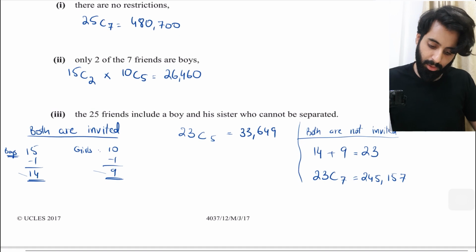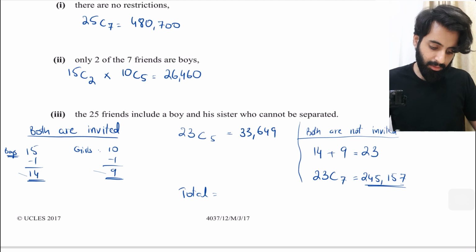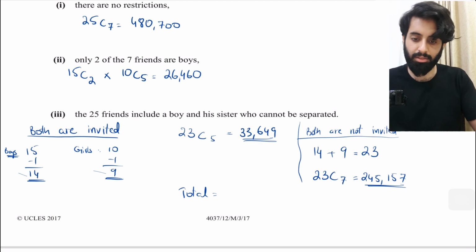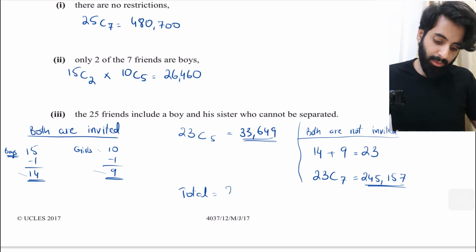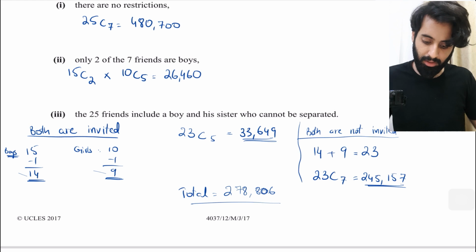is equal to 245,157. So the total is equal to 245,157 plus 33,649. Let's work this out. That is equal to 278,806, which is the correct answer.